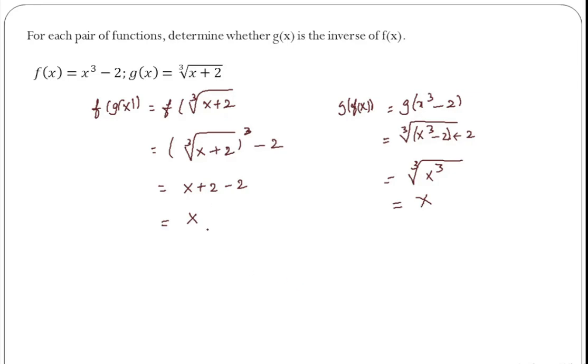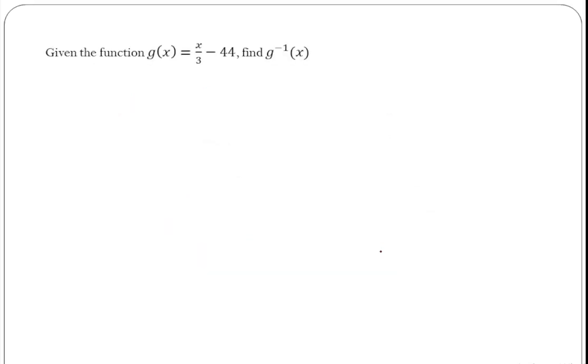So this is also, f of x is the inverse of g of x and vice versa. Okay. Then going to the next problem. They are given g of x equal to x by 3 minus 44. Then we have to find the g inverse of x.